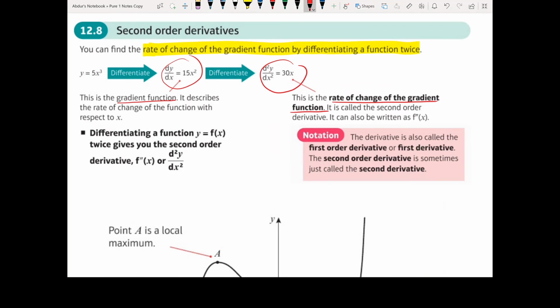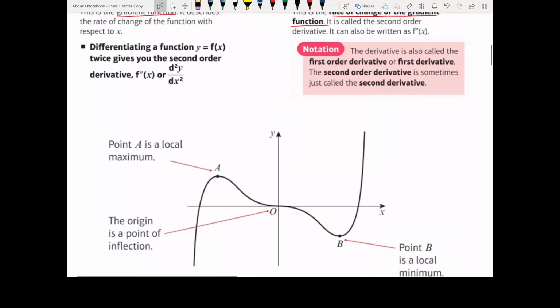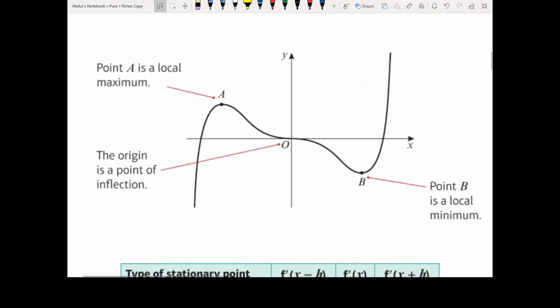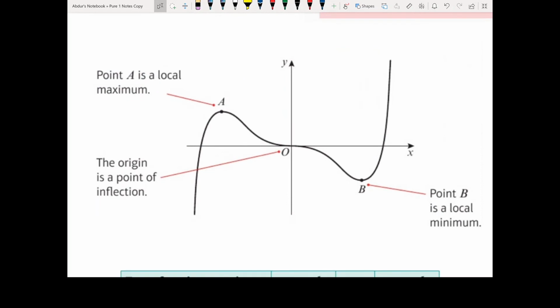And this can then be used to determine whether we have a local maximum or minimum, or whether we have got a point of inflection. So let's take a look at how we can use this second derivative to determine the nature of the stationary point. So what we've got here is a curve, and on this curve we've got a few things happening. Up here, point A is referred to as a local maximum.